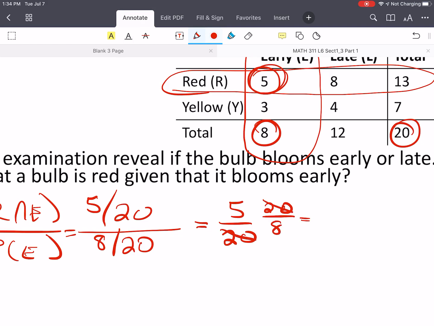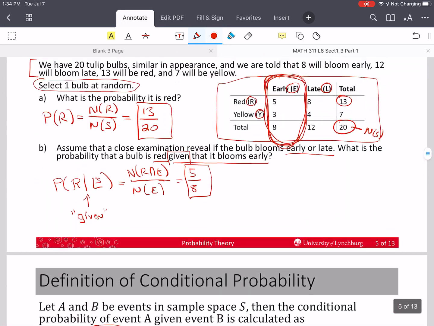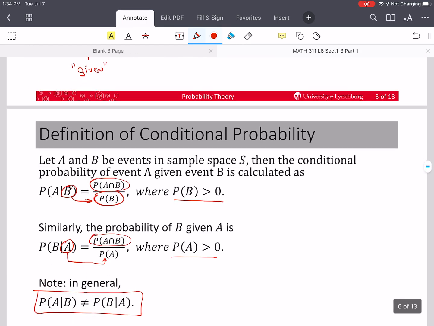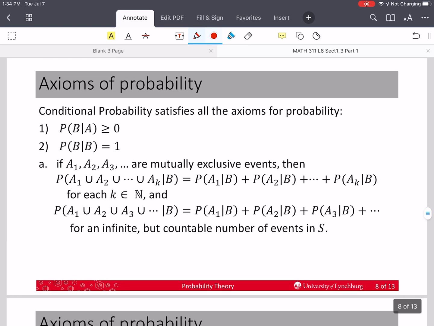And so they cancel, and we get 5/8, which is the exact same answer that we obtained up here, just limiting ourselves to E. So if we have a table, there are 2 different ways to do it. Now, the axioms of probability. A conditional probability is still a probability, so it must satisfy the axioms of probability, or it wouldn't be a probability.